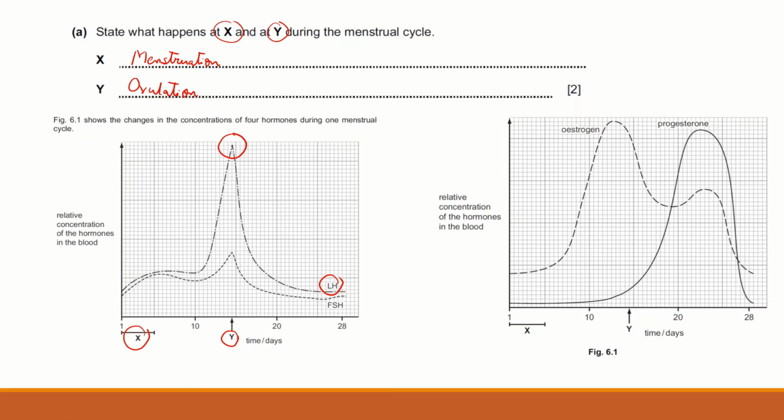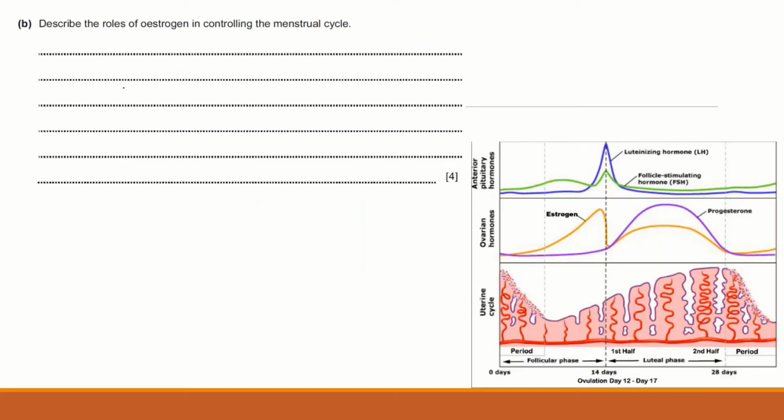Now let's go on to the subsequent question, which asks, describe the role of estrogen in controlling the menstrual cycle. This particular diagram which I have given over here is not given in your paper. I have just included it so that you can understand it much better. Understanding here is better than trying to learn the whole answer by heart.